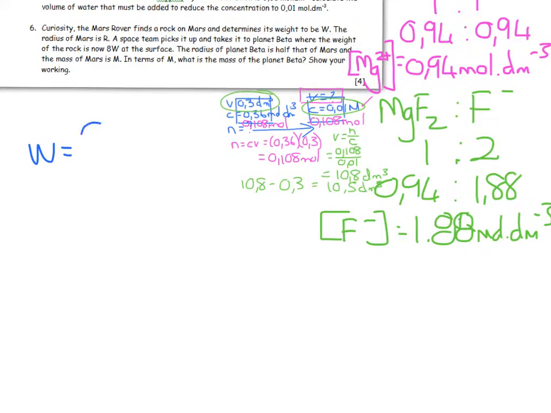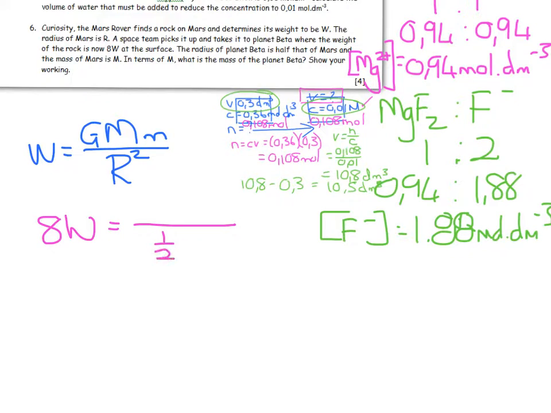W is equal to G, the mass of Mars, times the mass of the rock, divided by the radius of Mars squared. We're now on a new planet, and we're going to say 8W, because the weight is now 8 times. The radius of planet Beta is half of that of the other planet, so I'm going to do that, is equal to G. They haven't told me the mass of the new planet, but I do know the mass of the rock is unchanged, so I'm going to say X times the mass of the new planet. Let's see what comes out of that.